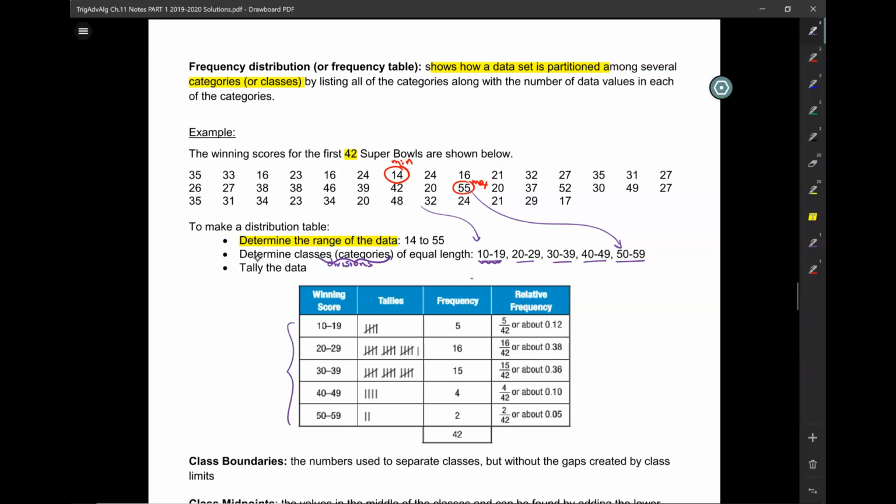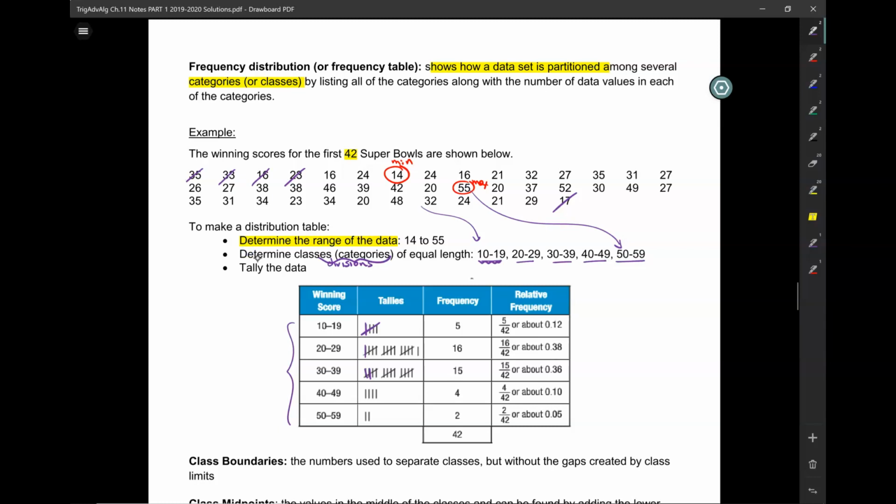And now literally what you're going to do is tally these scores. So here's what we do. The first one is 35. That goes in this one. I put a tally mark. 33. That goes in this one. 16. That goes in this one. 23. Right here. I do all of them, right? With the last one, 17. It goes in this one. And then I'm done. Now what I need to do is count.